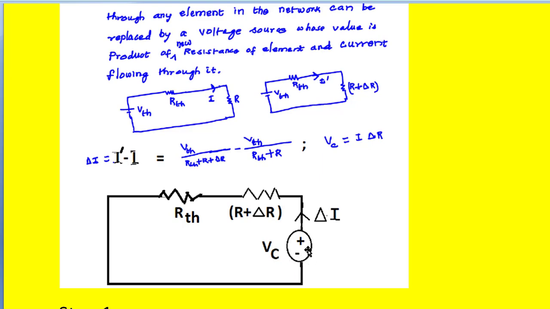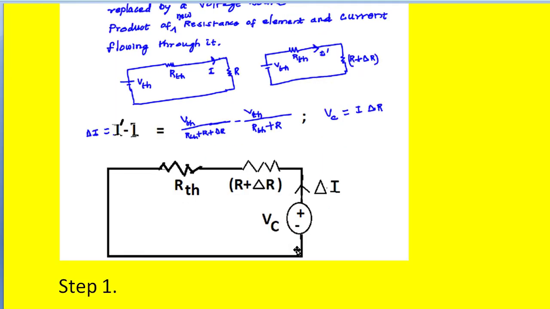So if we calculate with this voltage source the current flowing in the circuit, we get the current equal to delta I, whatever we got earlier by solving the two separate circuits. So the same current we obtain by connecting the compensation voltage source in the changed resistance circuit, without the actual voltage source, but connecting a compensation voltage source.